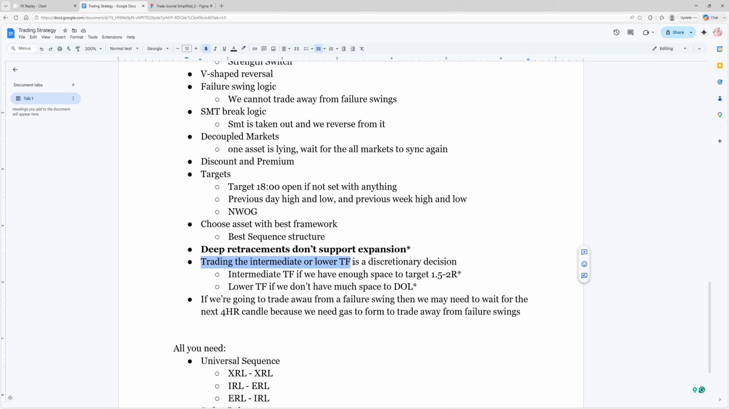Trading the intermediate or lower time frame is a discretionary decision. Intermediate time frame if we have enough space to target 1.5 to 2R or higher, and lower time frame if we don't have much space to the draw on liquidity. If we're going to trade away from a failure swing, then we may need to wait for the next 4-hour candle, because we need gaps to form to trade away from failure swings.